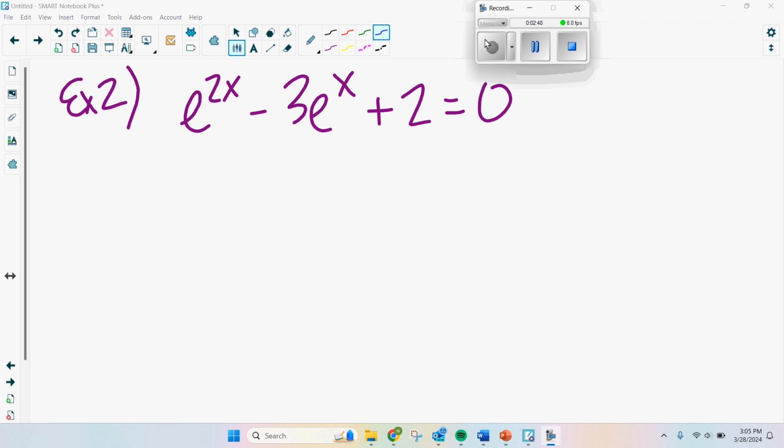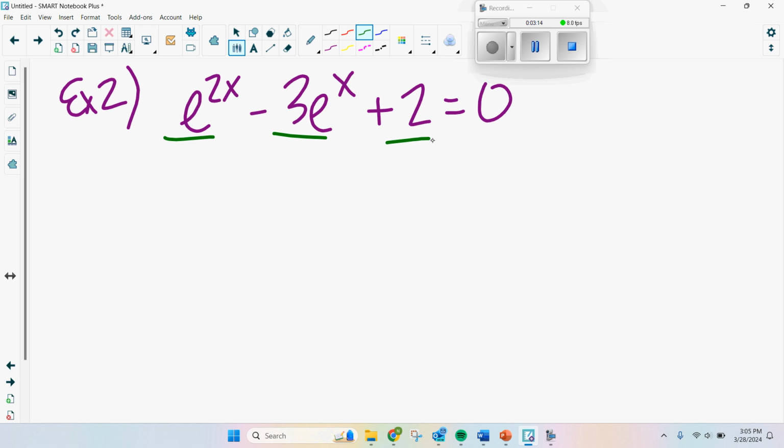Okay, next up we have a really weird one that is kind of a special case. It definitely is exponential, but you'll notice that we have two things with a base, something that doesn't have an exponent, and then we have two different exponents. But what I would like to point out is that this is a trinomial. It has 3 terms, and it's also set equal to 0.